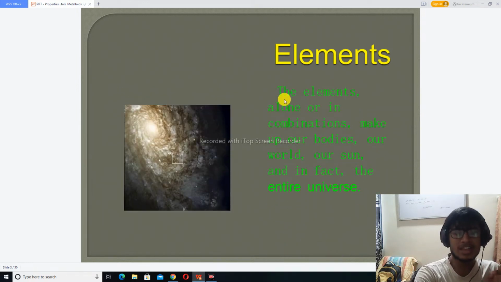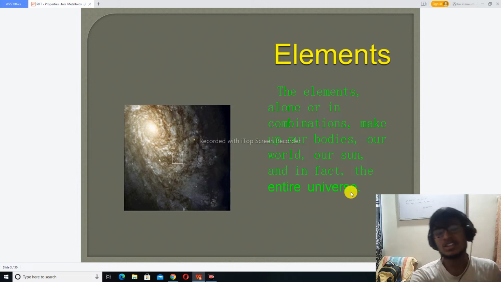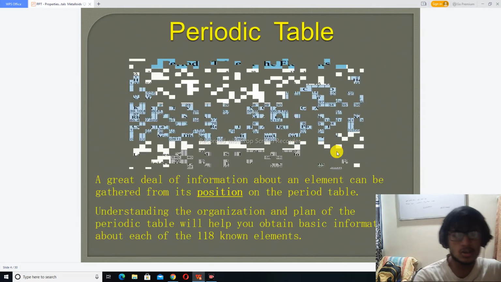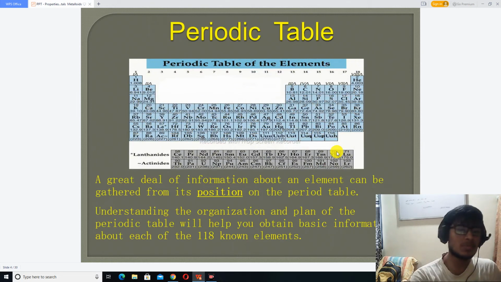Elements, alone or in combination, make up our bodies, our world, our sun, and in fact the entire universe. This is known as an element. So this is a periodic table.